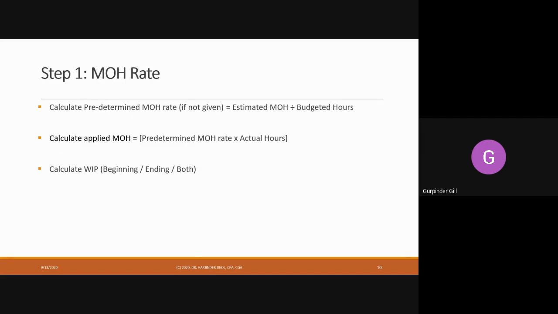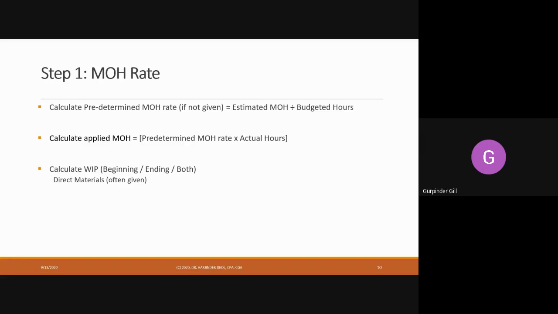Now, calculating the work in process, we might be calculating the beginning work in process, the ending, or we might end up calculating both. It's a fairly easy process. Now, what goes into your work in process? Your work in process are the items that are still on your manufacturing line, which are not converted into finished goods yet. So we are trying to determine the total cost associated to these items which are still on the production line, which makes up your work in process inventory.